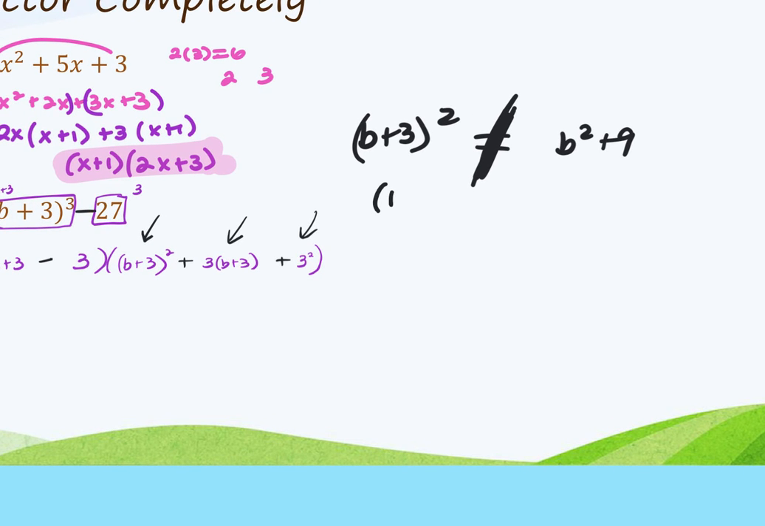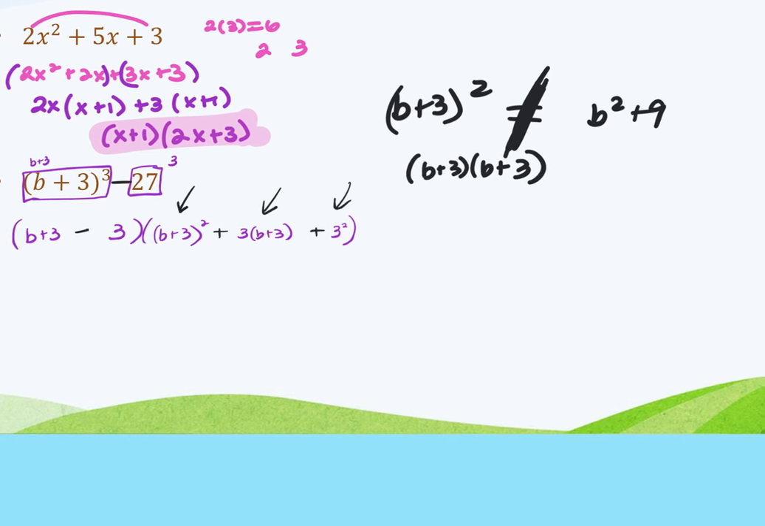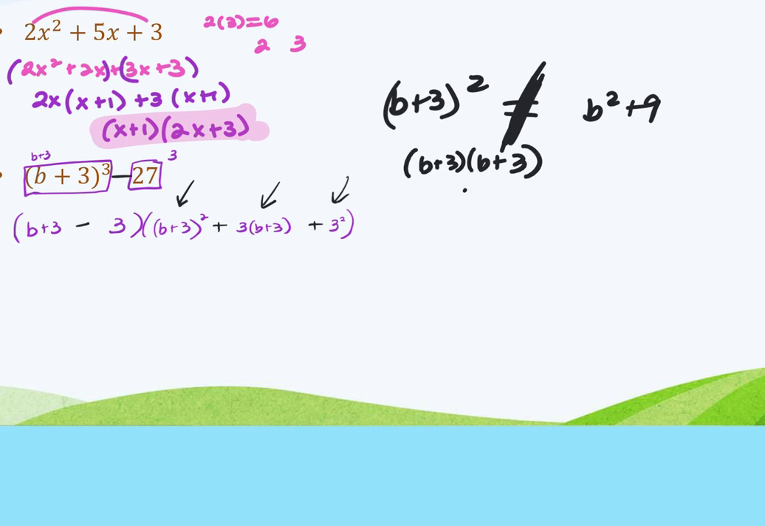So I can either do b plus 3 times b plus 3 and expand and FOIL, or I can use my shortcut, which would be b squared, double the product, so 6b, and then 3 squared, or 9. If you don't remember the shortcut, FOIL it out, but for the love of God, stop distributing the exponent, okay? You cannot distribute the exponent to a sum or difference.